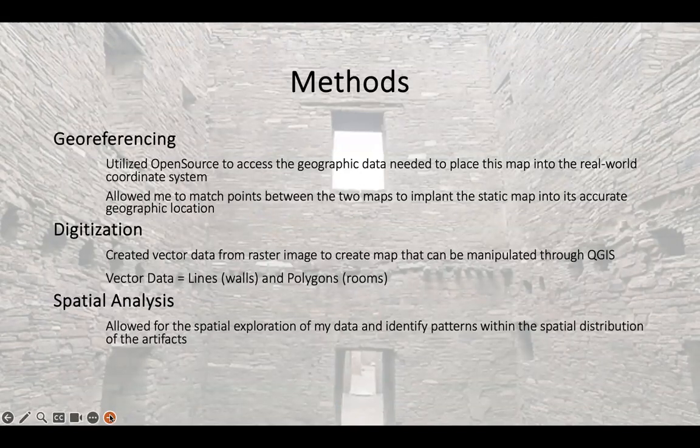The methods that I chose to use here are georeferencing, digitization, and spatial analysis. I used an open source program to access the geographic data that's necessary for me to place the map in a real world coordinate system. I then digitized the map, creating vector data where I made lines to represent the walls and polygons to represent the rooms. Lastly, I looked for spatial patterns within my data to get at the distribution patterns of the artifacts themselves, which allowed me to then make my interpretations from my results.